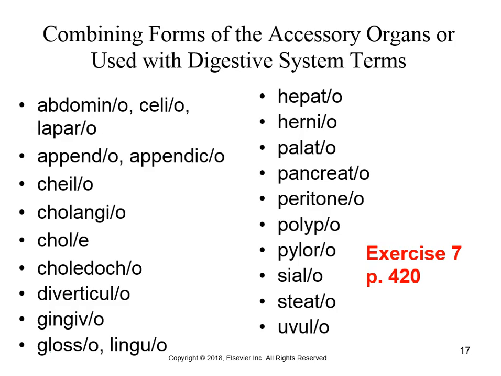Palato is your palate, so we have the hard palate and the soft palate on the roof of your mouth. Pancreato is for pancreas, pretty self-explanatory. Peritoneo is for your peritoneum, that sac-like covering of your internal organs.